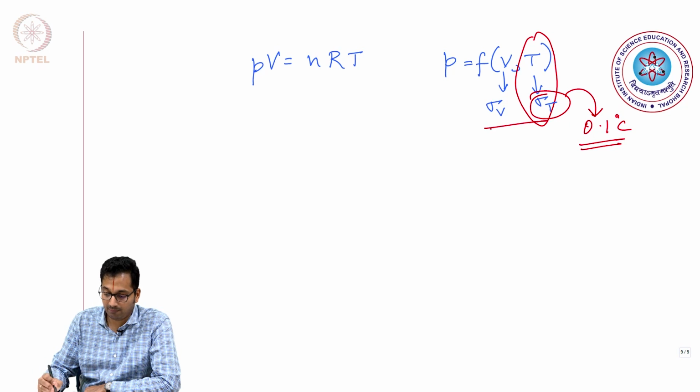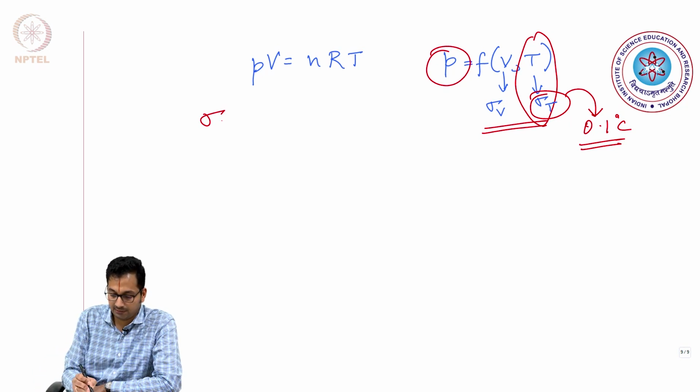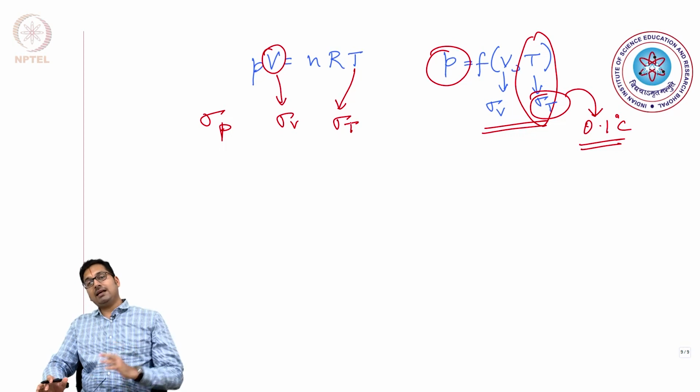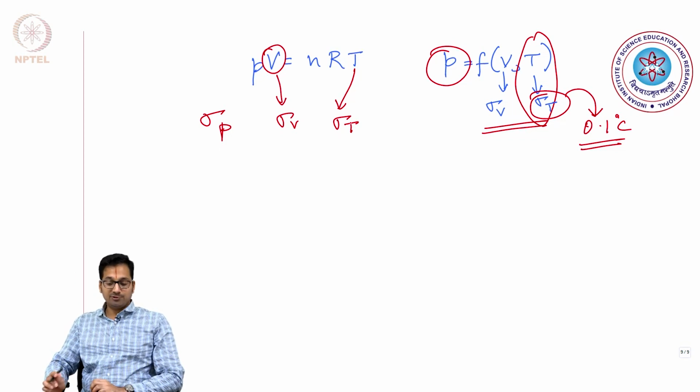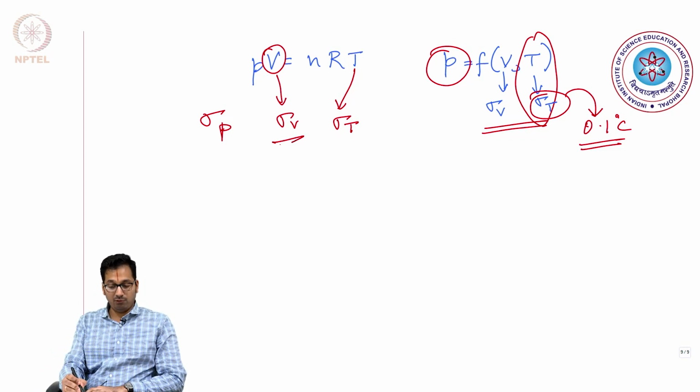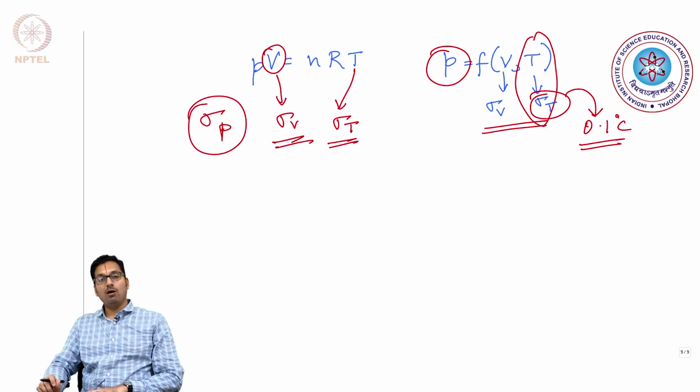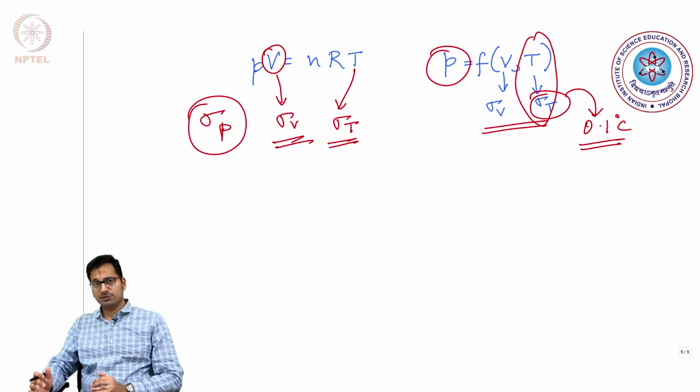So, by default, the pressure is going to have uncertainties from volume and from temperature, but the exact equation of error propagation helps you determine and quantify. If you are able to quantify sigma v and sigma t, you can precisely quantify sigma p. This is an important part of understanding how errors go forward.